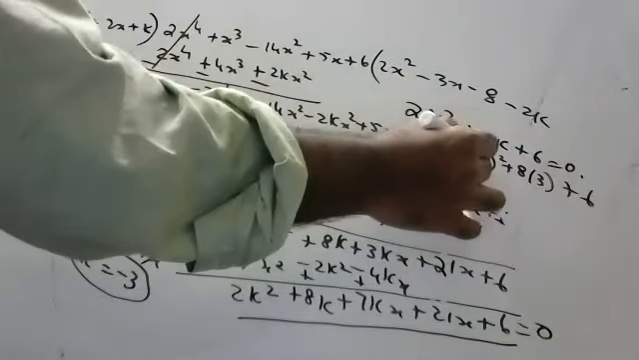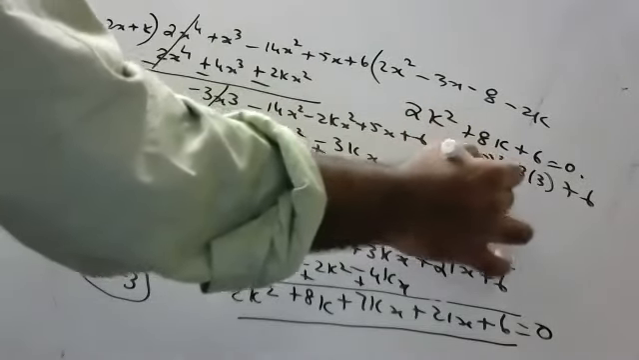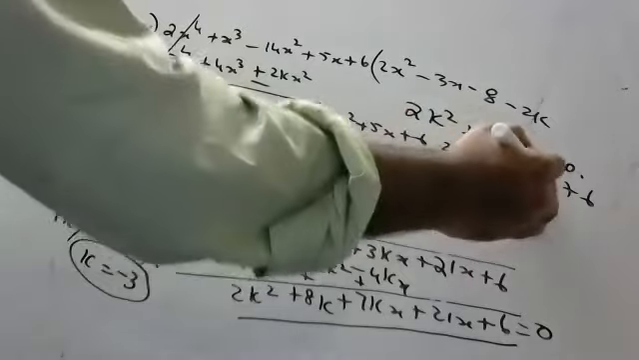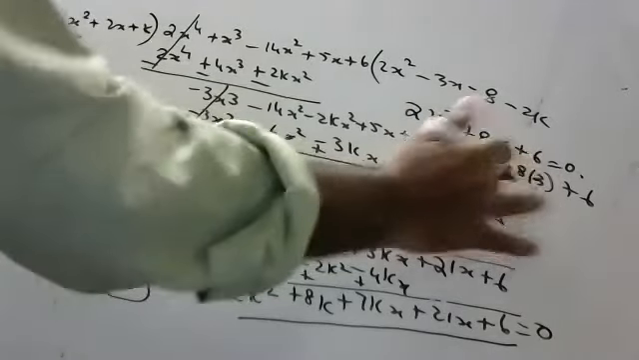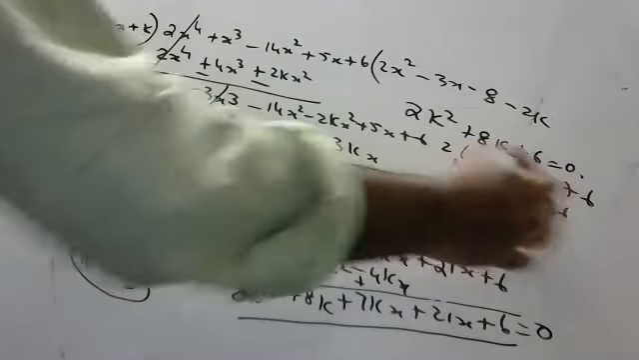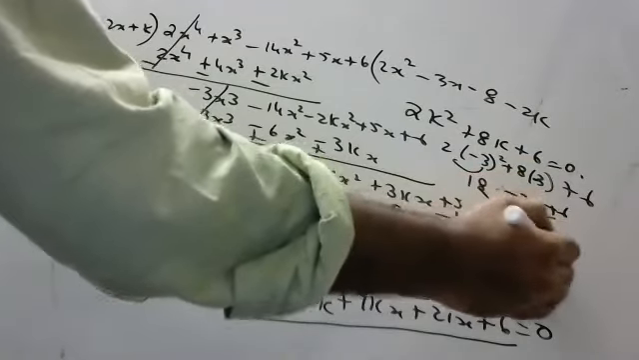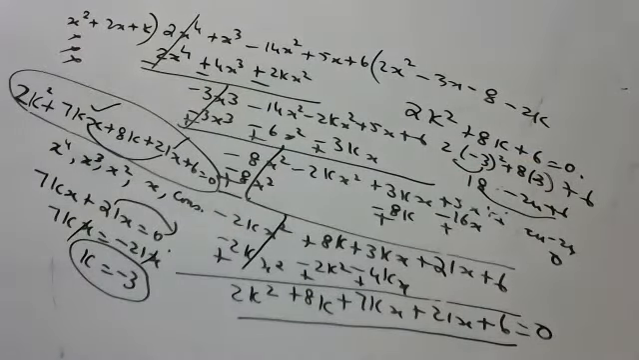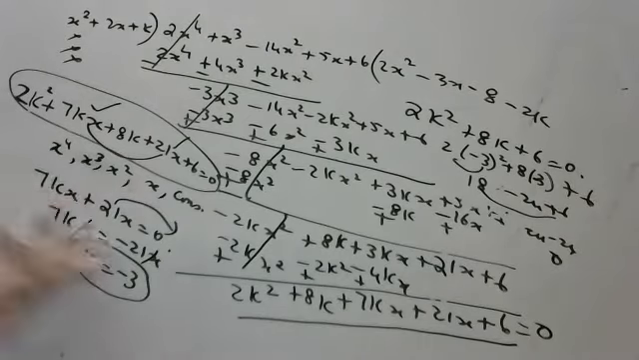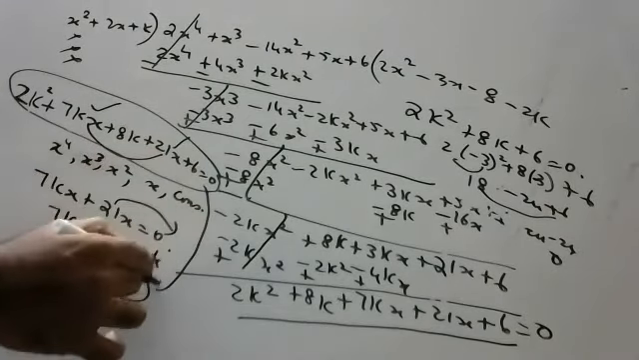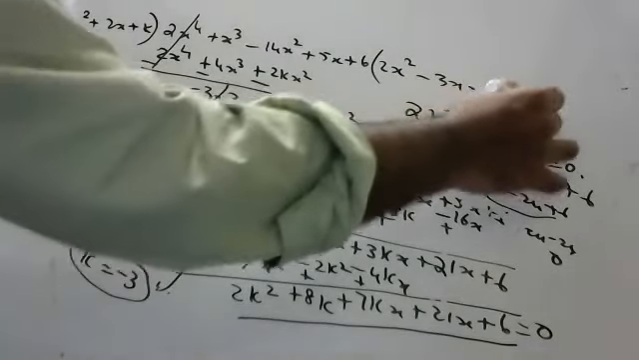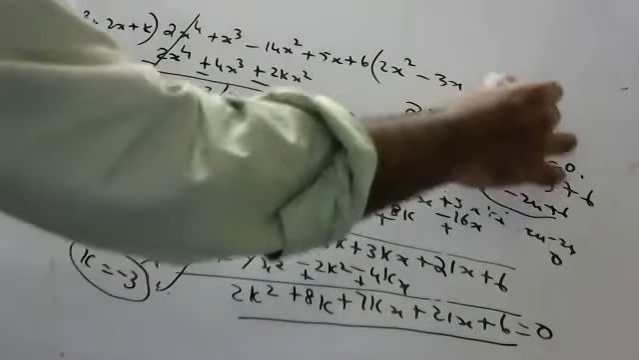Try to understand. 3 squared is 9, 9 times 2 is 18. Plus 8 into negative 3, minus 24, plus 6. 18 plus 6 is 24, minus 24, 0 we got. Okay, children. k is equal to minus 3, we got it. That we have to put here, and you have to find out the other roots.